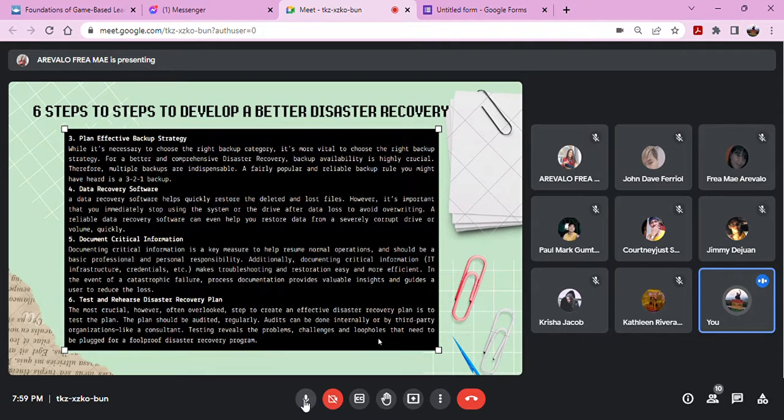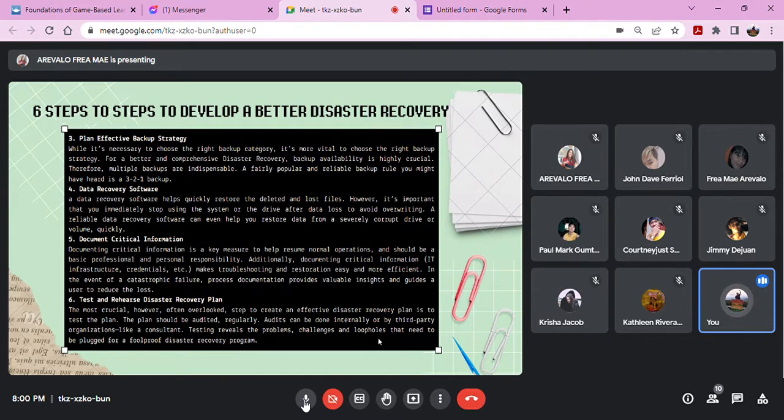And the last step for developing a better disaster recovery is to test and rehearse the disaster recovery plan. The most crucial, however often overlooked, step to create an effective disaster recovery plan is to test the plan. The plan should be audited regularly. Audits can be done internally or by third-party organizations like a consultant. Testing reveals the problems, challenges, and loopholes that need to be plugged for a foolproof disaster recovery program.